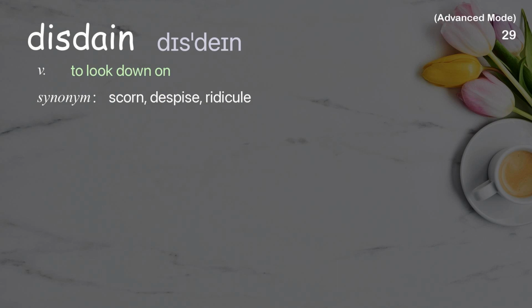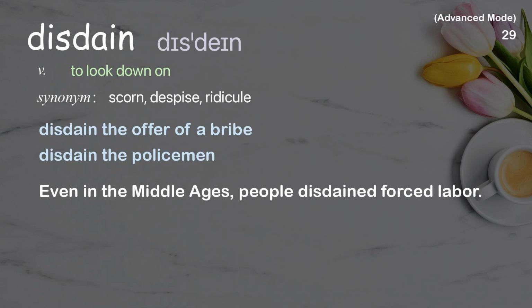Disdain. To look down on. Examples: Disdain the offer of a bribe. Disdain the policeman. Even in the Middle Ages, people disdained forced labor.